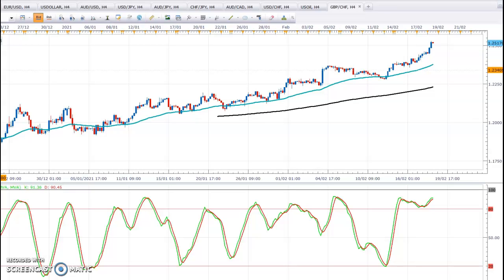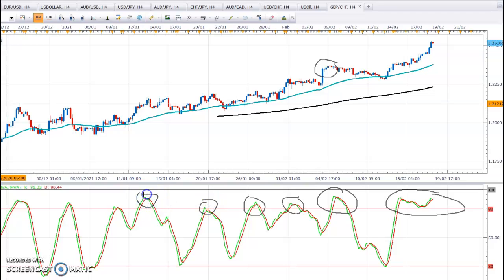But we want safe entries, don't we? So for instance, here, here, here, here, here, here, and so on. You get the picture. Whenever the price is overbought in an uptrend, this is not a safe entry. What's likely to happen is you're going to see a pullback after entries.